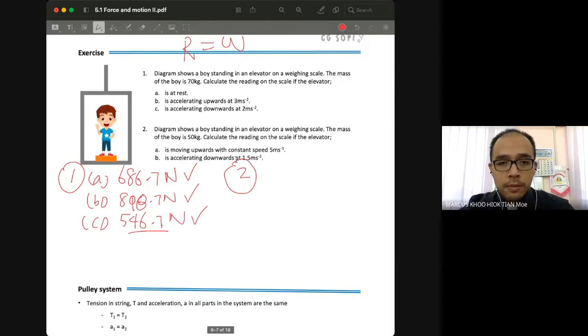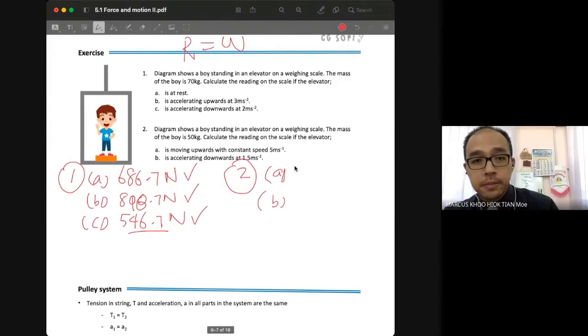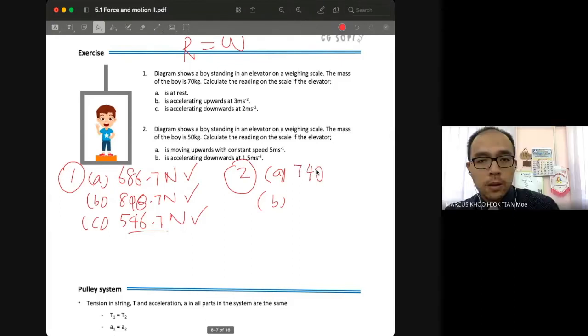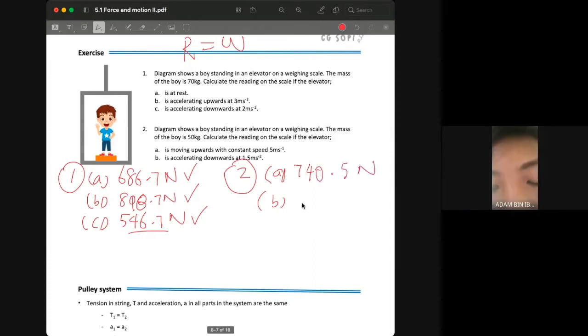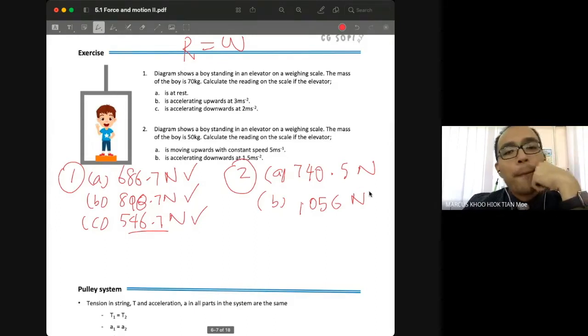All right, next, let's go back to Adam. Number 2, please. 2A: 740.5 Newton. Okay, 2B: 1056 Newton. Okay, does everybody agree with this answer?